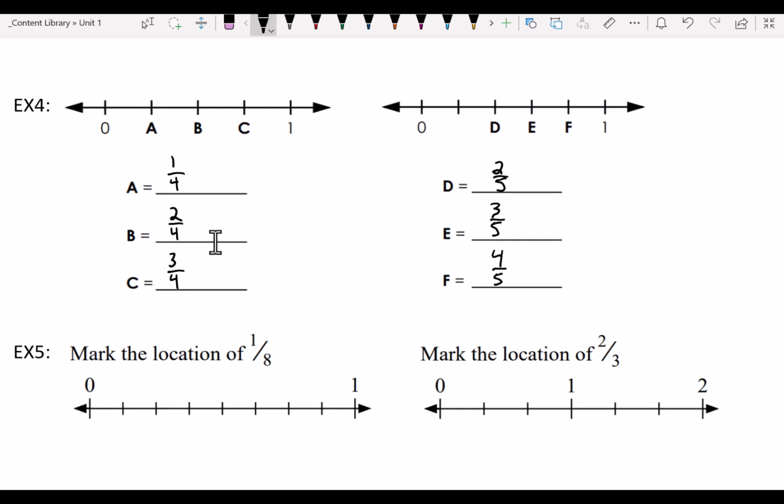And if we went all the way to this one right here, that would be the fifth one. That would be 5/5, 5 over 5. That's just equal to 1, which you'd see on the number line.